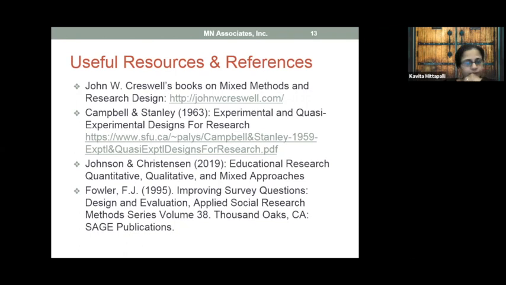Fowler's book, I don't recall if he came out with a more recent version. The one that I have is the 1995 version. It is a little handbook kind of thing, which is about survey questions, good questions, the do's, the don'ts, and also some samples. So Fowler's book is also pretty good if you want to look into survey design, survey questions, methods, and methodology.